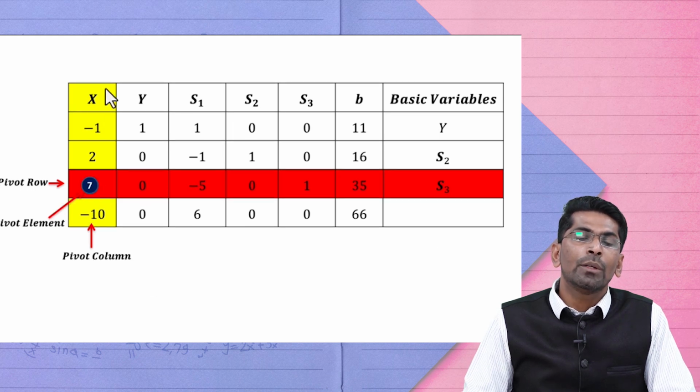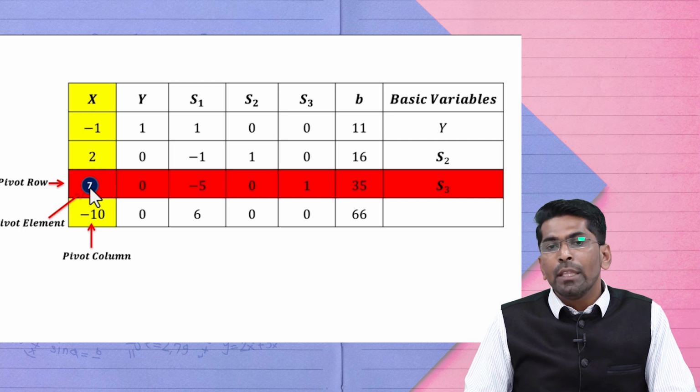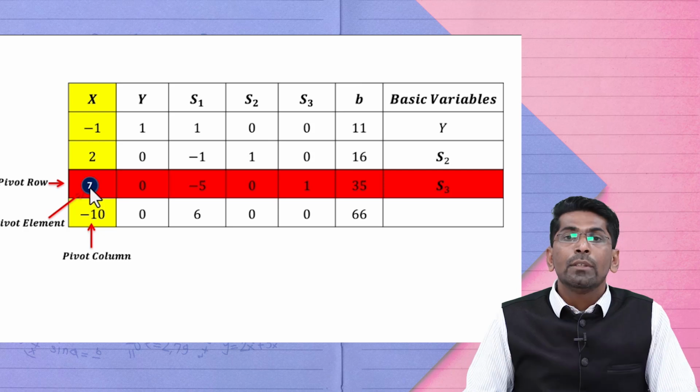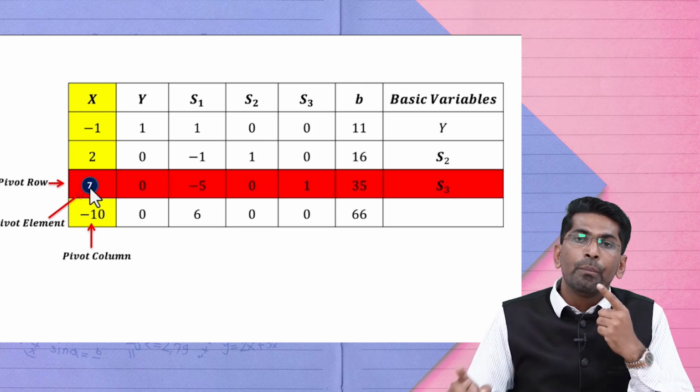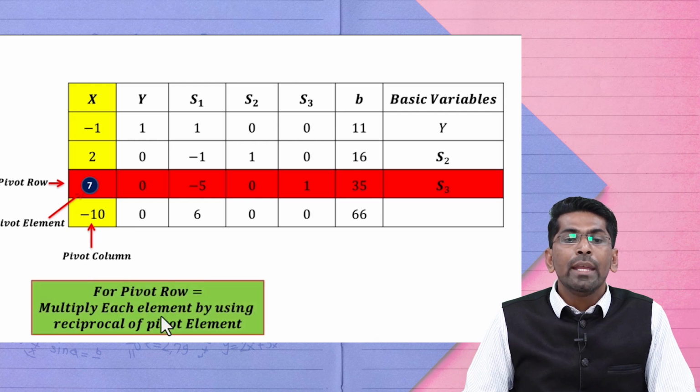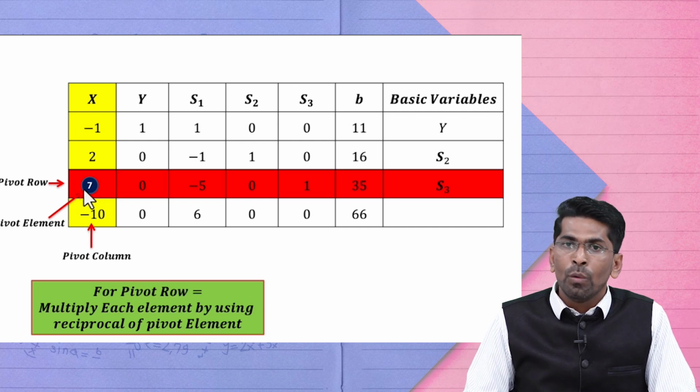So here the intersection of the pivot column and the pivot row is identified as the pivot element. After identifying the pivot element, now we are going to restructure the table again. First we are going to replace the pivot row by multiplying each element by the reciprocal of the pivot element, which is equal to 1 by 7.